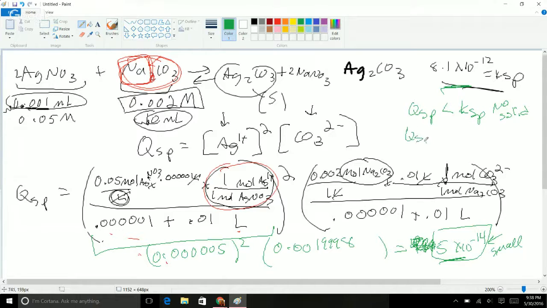If your QSP is greater than your KSP, then yes, you do make a solid. And if your QSP happens to equal your KSP, then it'll be a saturated solution. Well, QSP equals, I guess it's exactly equal. It's saturated and has a perfect amount, so no, you're not going to make a solid. Oh, okay, there you go.